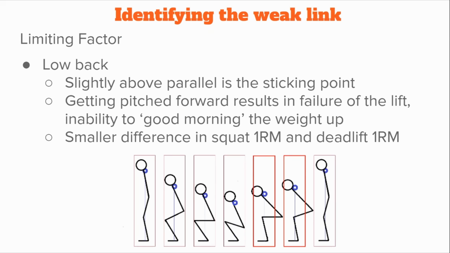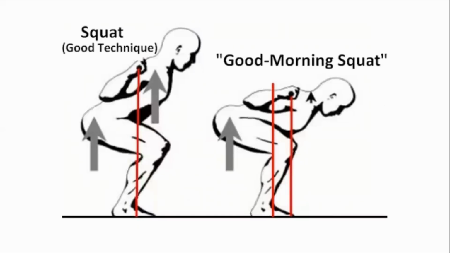Let's talk about the low back next. If you're failing the lift slightly above parallel, or you're experiencing the sticking point slightly above parallel, in this range right here, it's more indicative of a low back weakness. This is probably the more common limiting factor of the two, and it can also result in this good morning style squat position. But in this case, when you get into this position with an exaggerated forward lean, you can't use your low back strength because your low back might be the weakness.